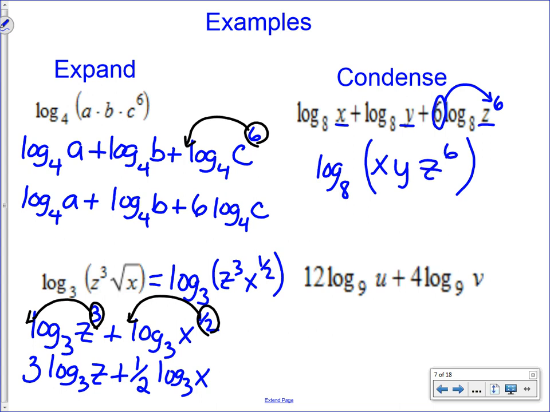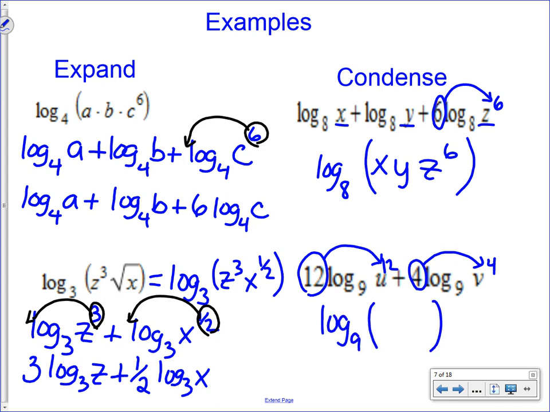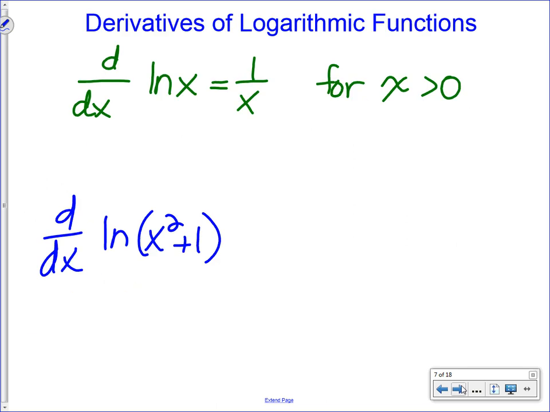All right, and then this bottom one, move the 12 to an exponent, move the 4 to an exponent, condense into a single logarithm. Because we're adding the logarithms, we're going to multiply the expressions. So that's expanding and condensing.